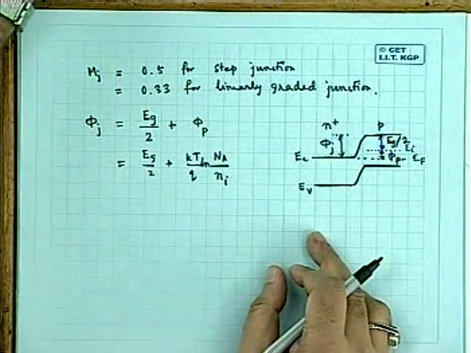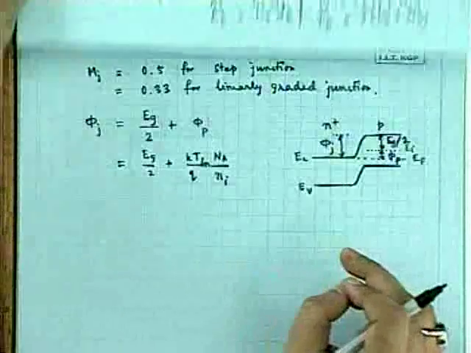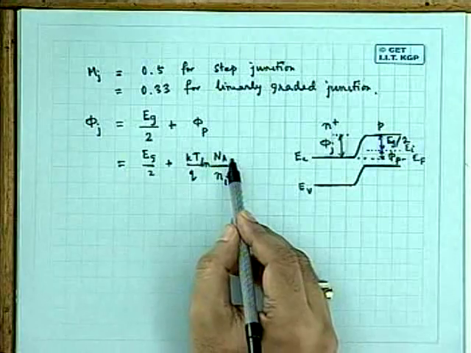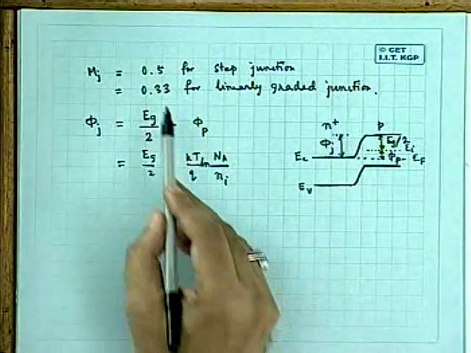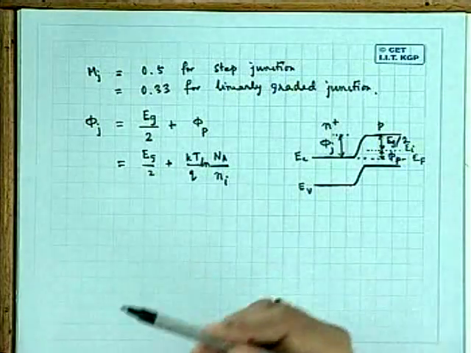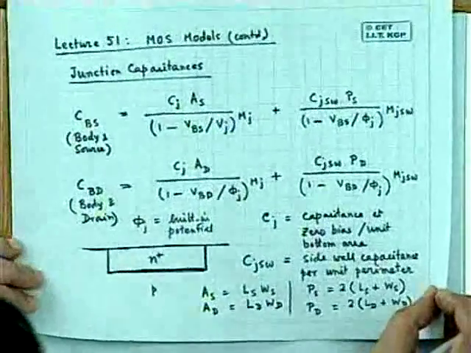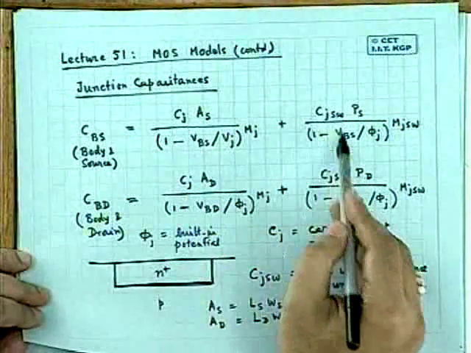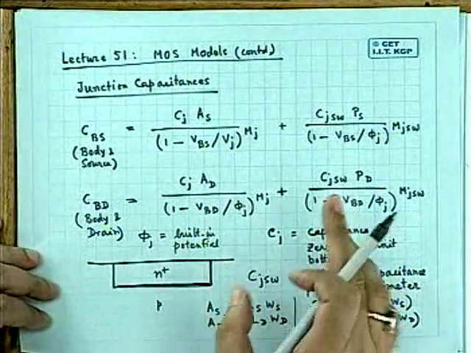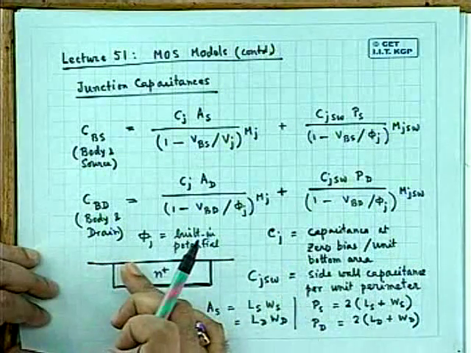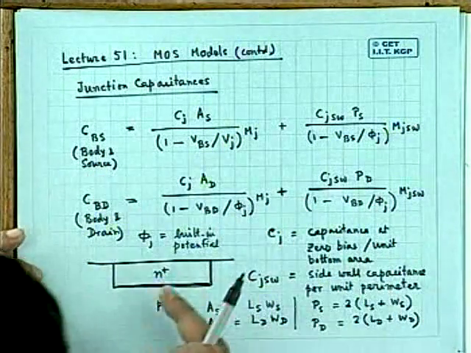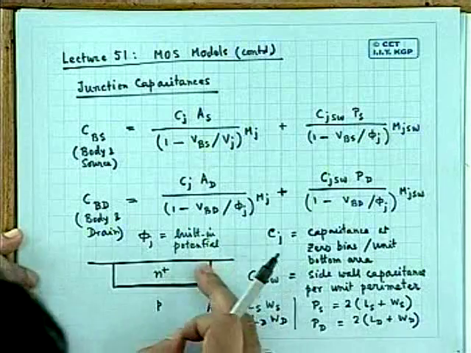So here, in simulating the values of CBS and CBD, the Mj and phi j values are to be taken from here, knowing the values of Na, Ni, etc., Eg, and an approximate value of Mj between 0.33 and 0.5, depending on the kind of junction which you have made. And of course, you have to give the values of Cj and Cjsw. You see clearly that the sidewalls have been considered separately, because in a very small device it is the sidewall which dominates over the flat portion. It is a sidewall capacitance.